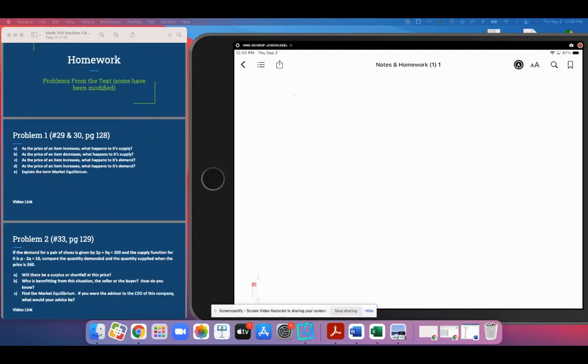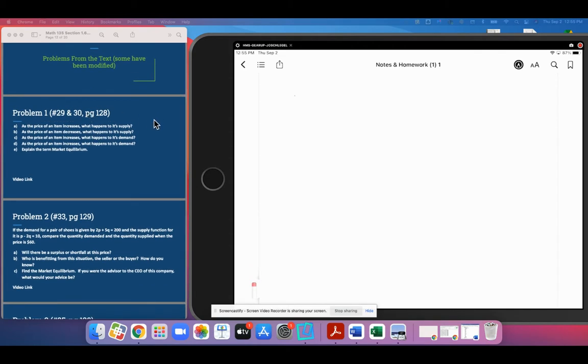So homework number one on the way, we have a question about what happens to supply and what happens to demand as the price increases or decreases. And so again, as we think about supply and demand, we need to be thinking from the perspective of those specific groups. Supply is the seller and demand is the buyer.